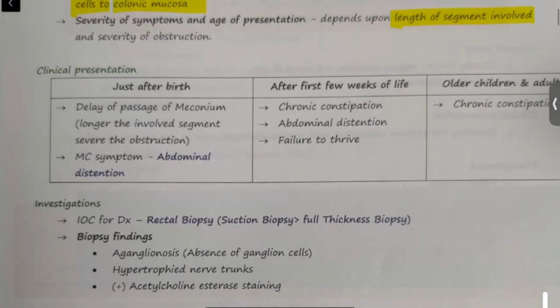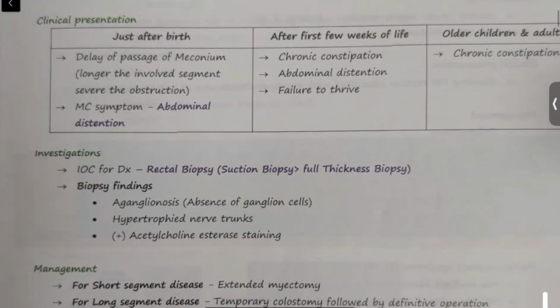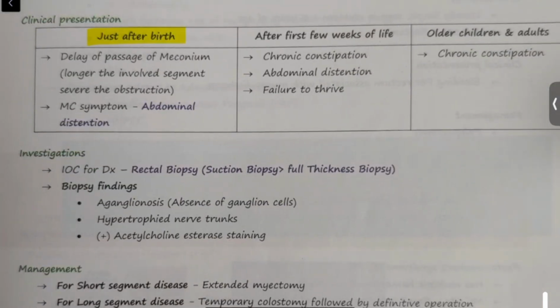The length of colon where migration of neural crest cells has failed will decide the severity and symptoms. These can be clinically seen in three age groups: just after birth, in the first few weeks of life, that is neonates, and in older children and adults. If it presents just after birth, what will be the clinical features, and how can we identify it?